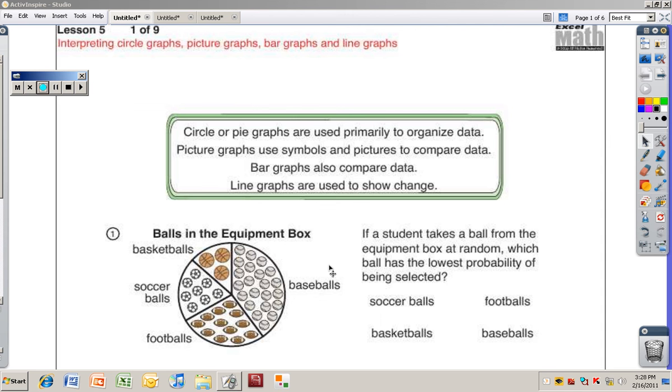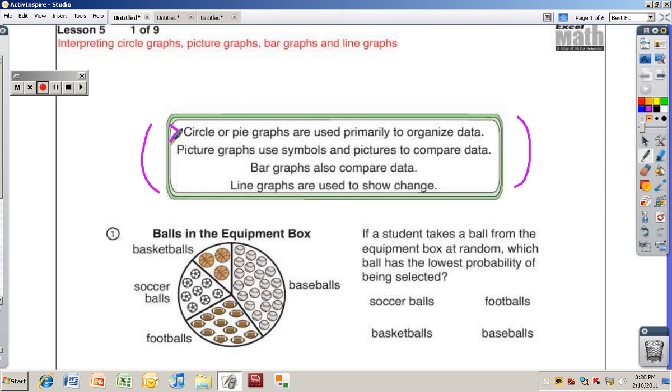So the first part here, circle or pie graphs are used primarily to organize data. Picture graphs use symbols and pictures to compare data. Bar graphs also compare data. And line graphs are used to show change, usually change over time. And so these are the different kinds of graphs we're looking at.